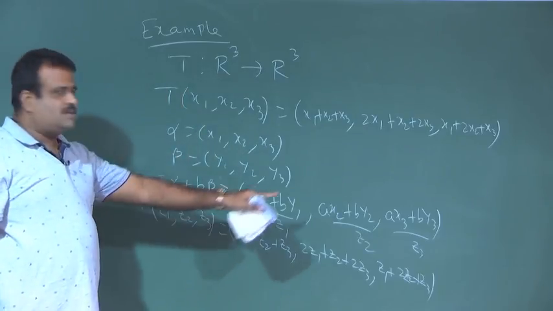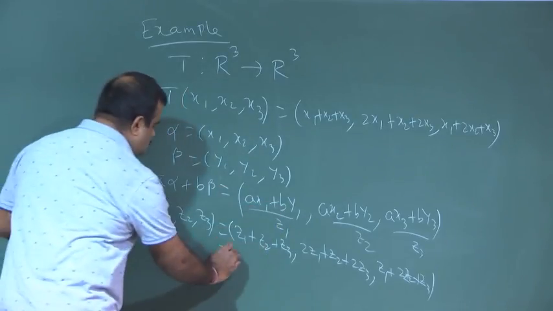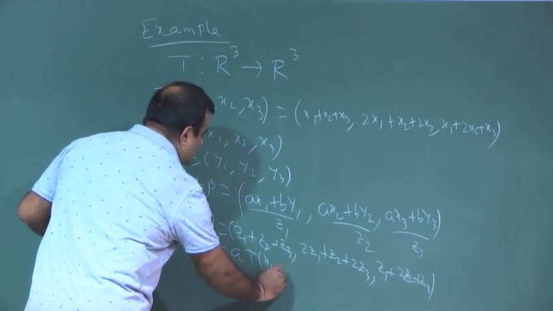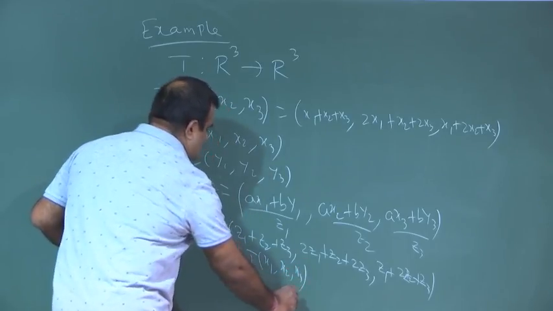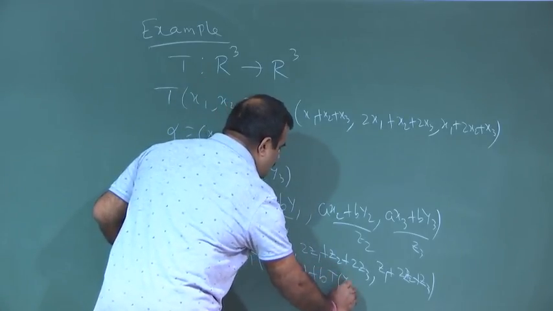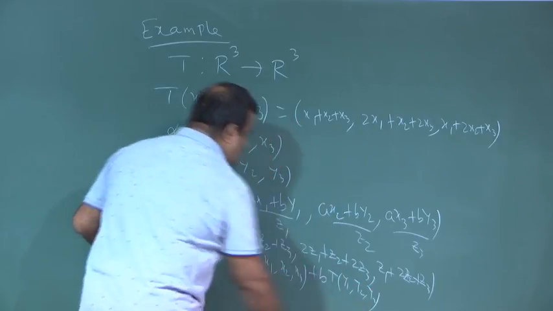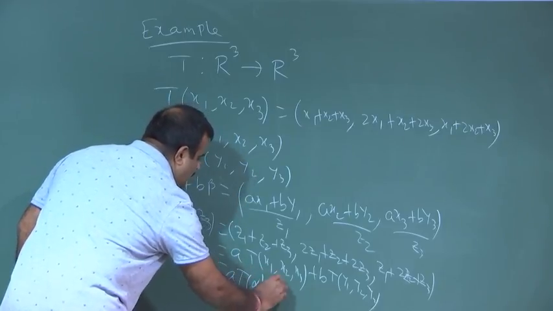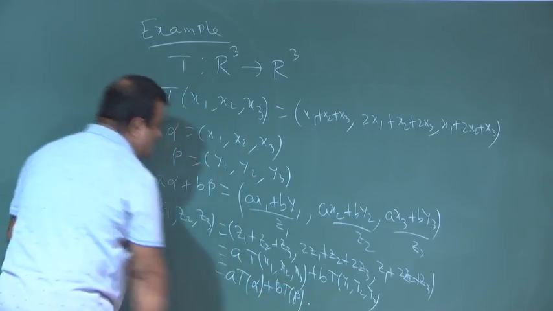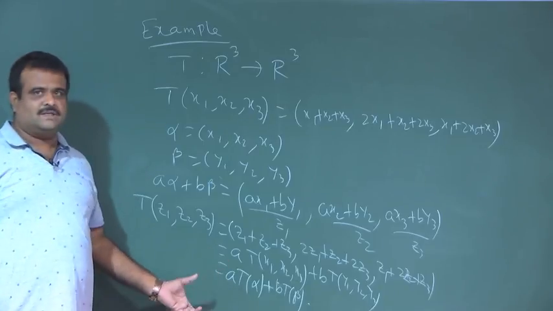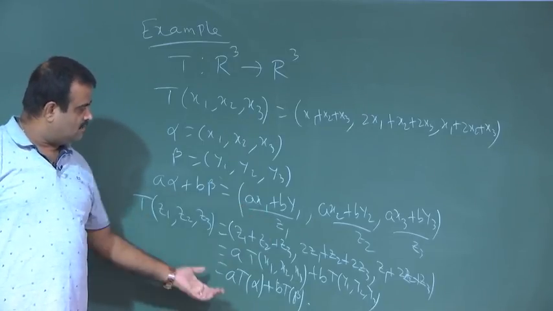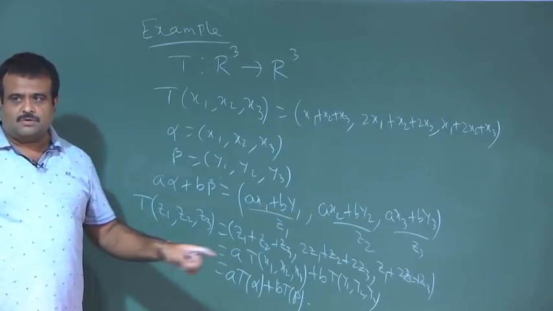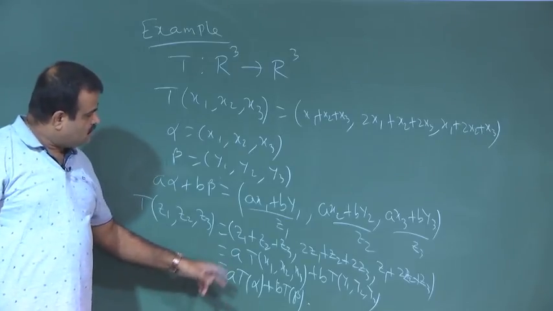Now, if we put the values of z1, z2, z3, we can easily show that this is nothing but a T of x1, x2, x3 plus b T of y1, y2, y3. So, this is nothing but a T of alpha plus b T of beta. One has to verify this. Just a simple calculation will give us this. We have to work it out a little bit in the exercise book.